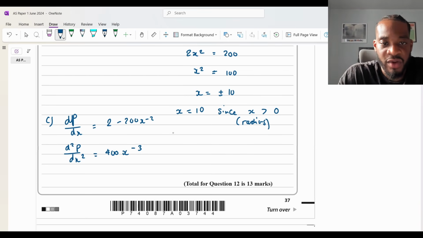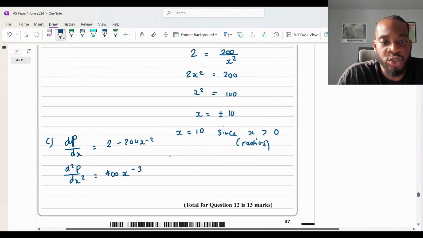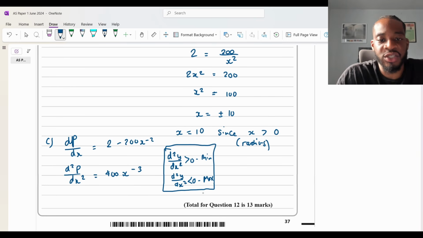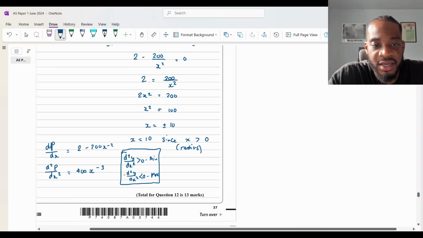Now, all we need to do here is simply plug in our stationary value. Let me just write this here. So this is your rule. Let me put a box here. If your second derivative, I'll do it in terms of y and x, is greater than 0, then you've got a minimum point. If you plug your stationary value into your second derivative and it's less than 0, then you've got a maximum point. That's just something you need to remember. So all we need to do is plug in x equals 10 into the second derivative, see what we get, and then it will justify the question.